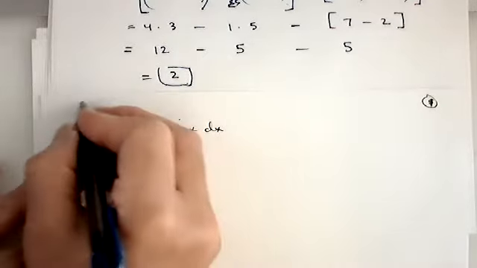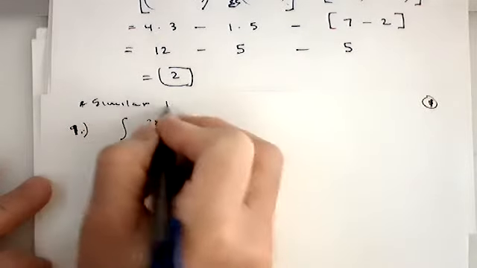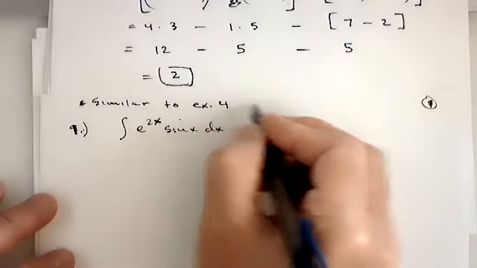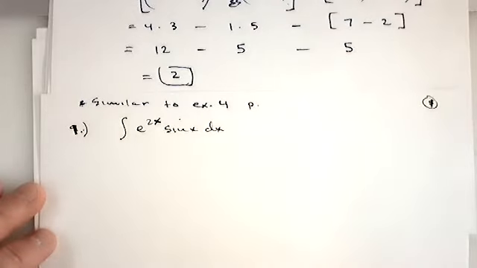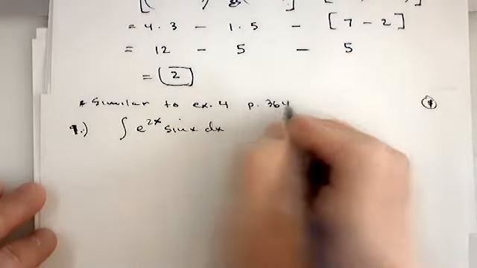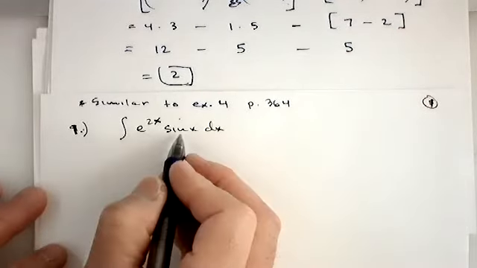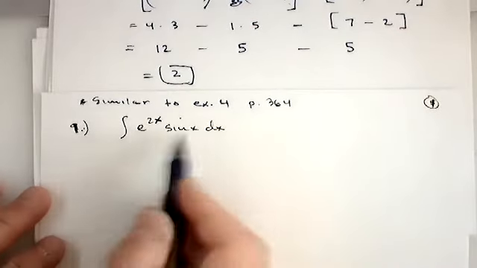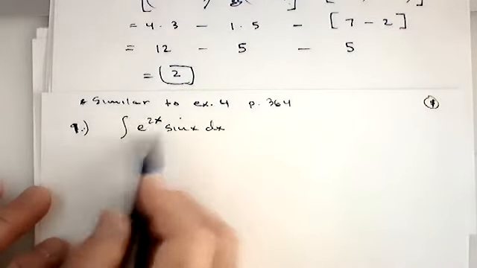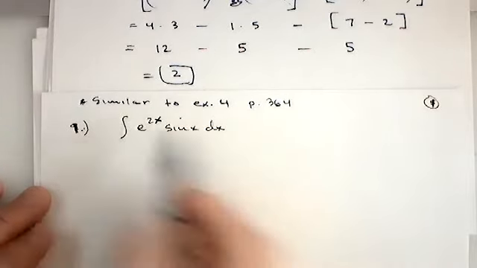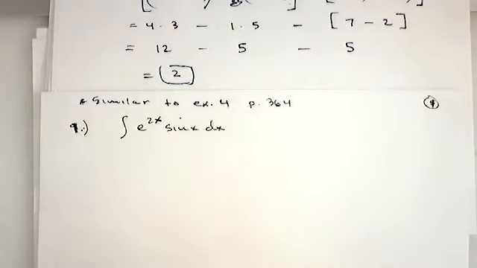I'll put similar to example, I think it's 4. Yeah, example 4, this is in your book, page 364. It's definitely a mixture problem, right? And I don't see a way a u sub is going to help us out of this mess, because if I let u equal this, there's no way that's going to be du. And if I let u equal this, there's no way that's going to be du. So it's going to have to be integration by parts.